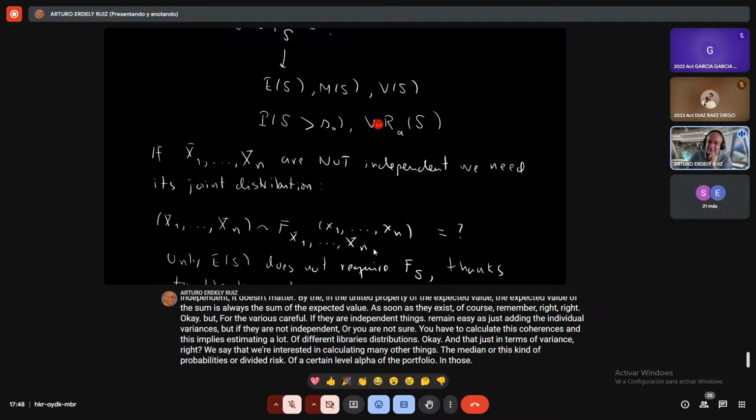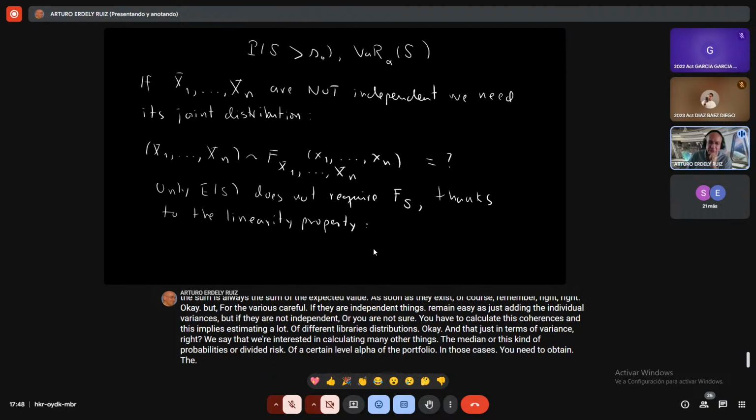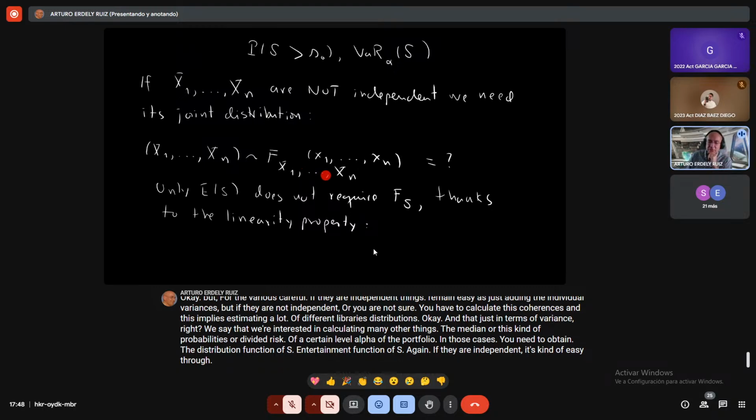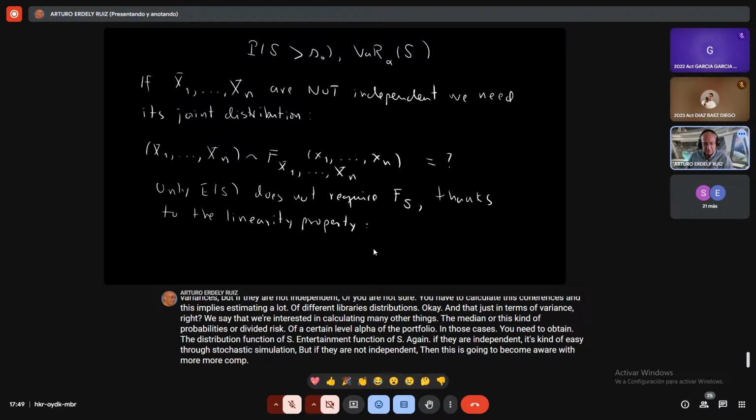In those cases, you need to obtain the distribution function of S. And to obtain the distribution function of S, again, if they are independent, it's kind of easy through stochastic simulation. But if they are not independent, then this is going to become a little bit more complicated. Okay? Any questions so far? Everything okay?